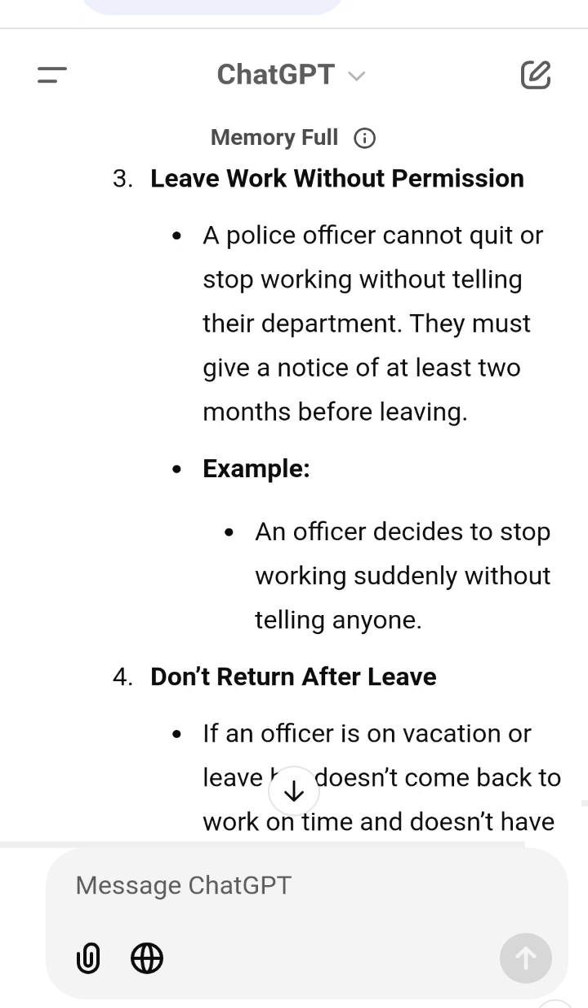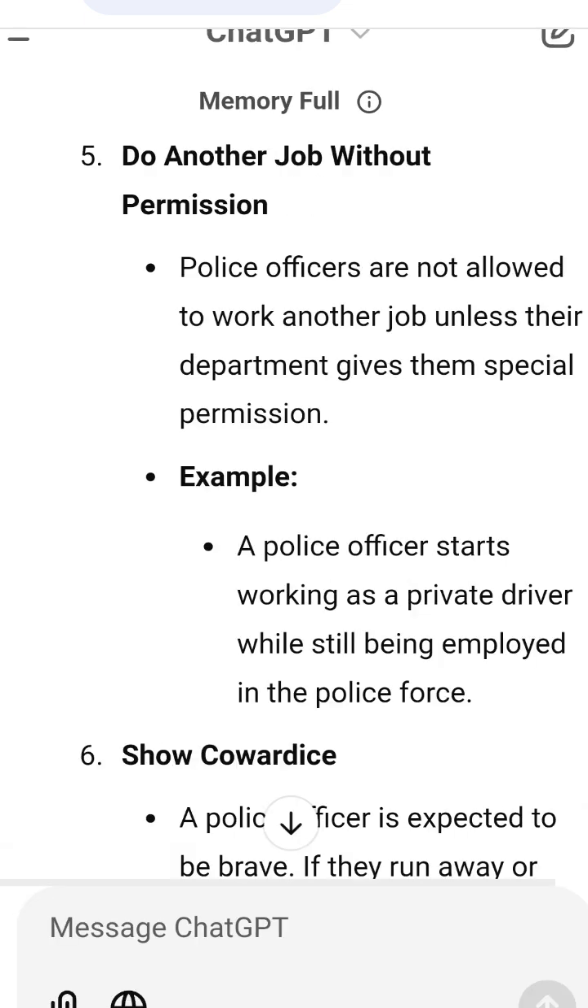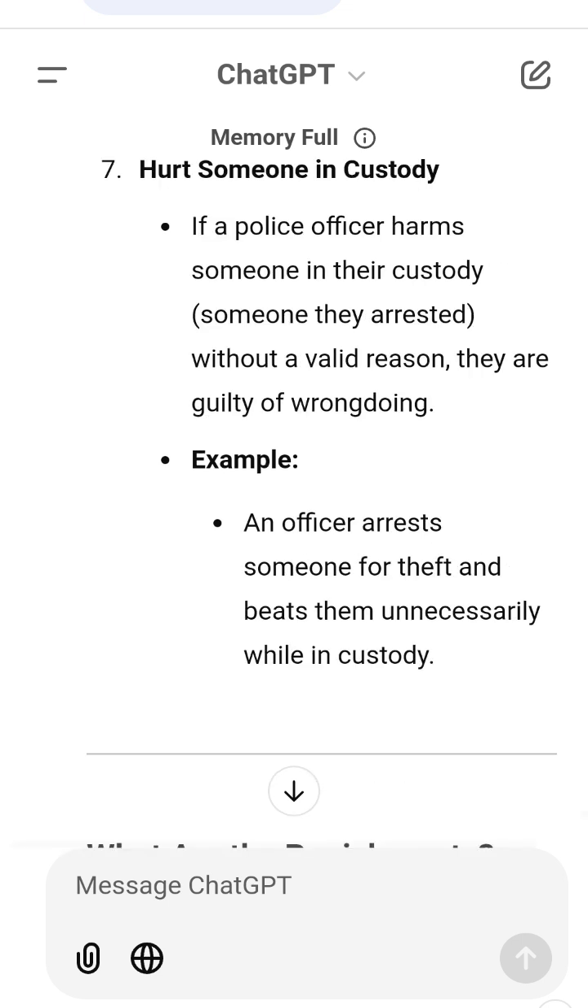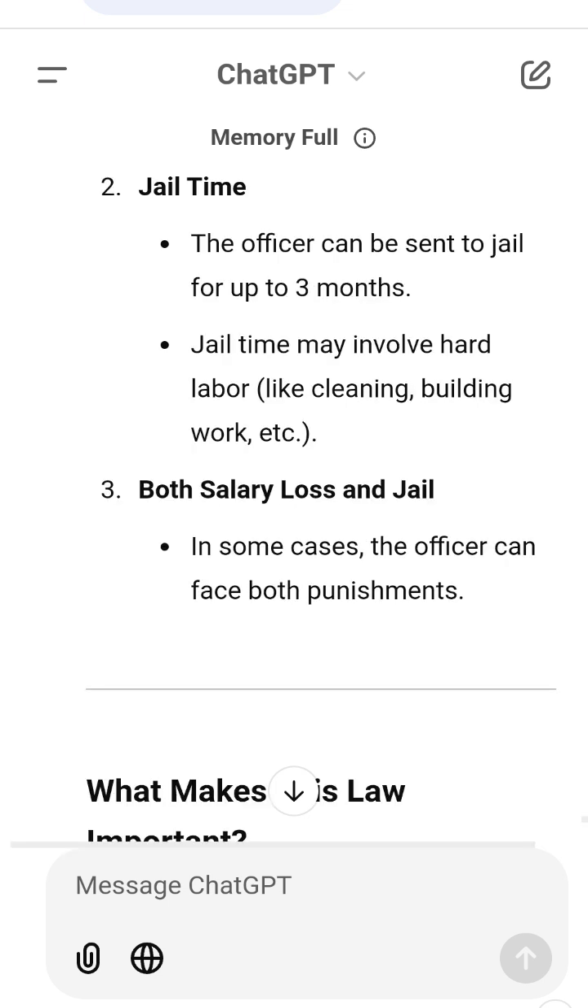Real-life examples to make it clearer. Example 1: an officer refuses to follow an order to arrest a criminal. Punishment: the officer loses 3 months of their salary. Example 2: an officer leaves work without informing anyone and doesn't come back for weeks. Punishment: the officer is sent to jail for 2 months. Example 3: an officer harms a person in custody without a valid reason. Punishment: the officer faces both 3 months in jail and 3 months salary deduction.